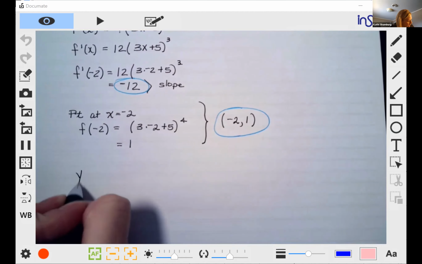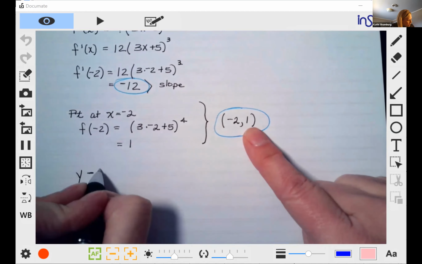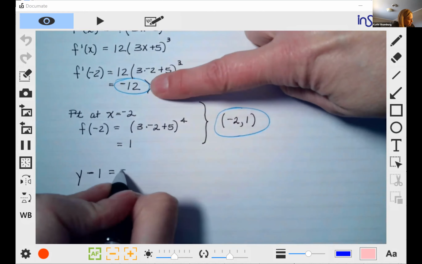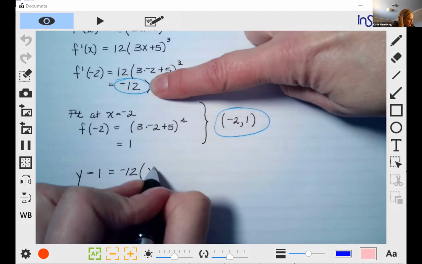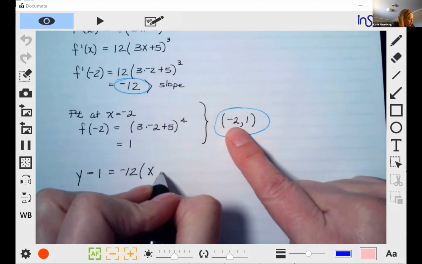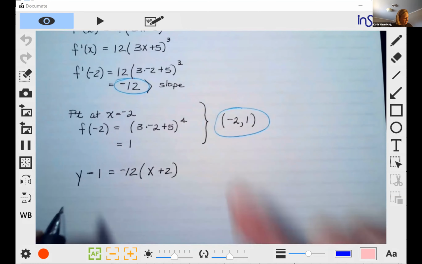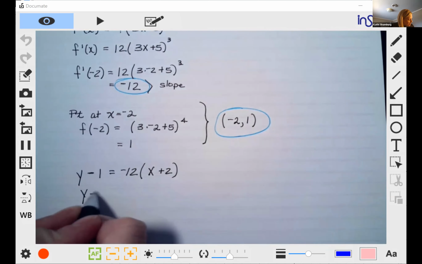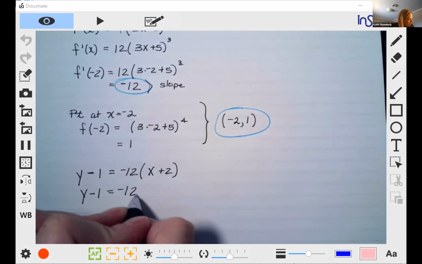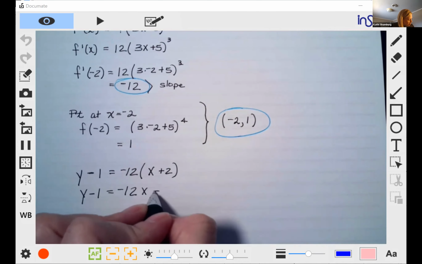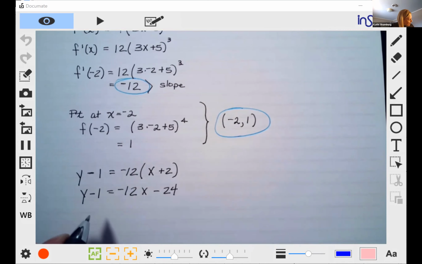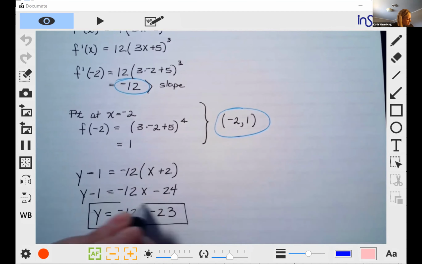So I'm going to do y minus 1 equals -12 times x minus -2, or plus 2, and I'm going to solve for y. So y minus 1 equals -12x minus 24. Add 1 to both sides, so y equals -12x minus 23. So this is the equation of the tangent line.